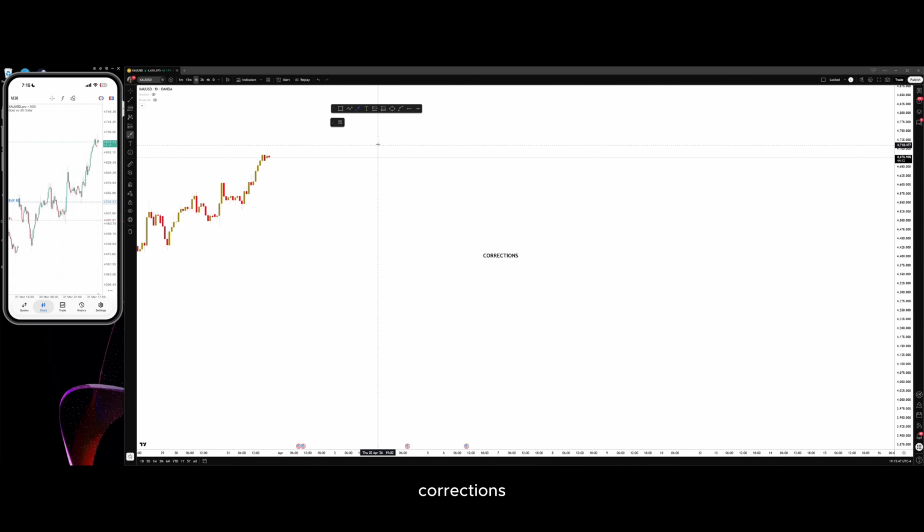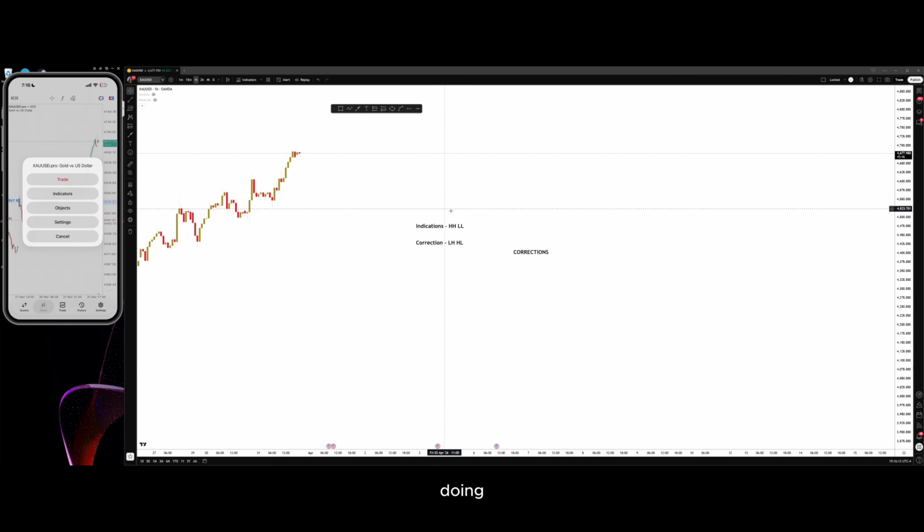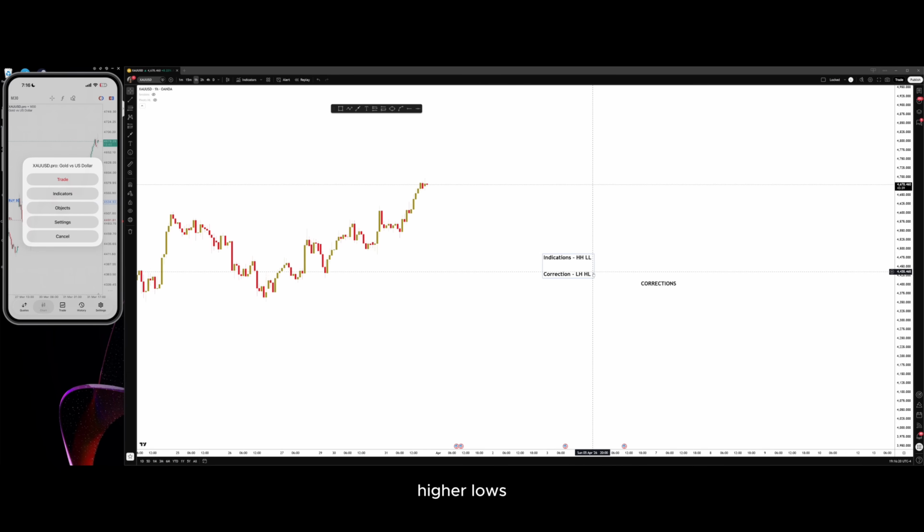When it comes to corrections, this is pretty self-explanatory. If we have indications, which is a higher high and then a lower low, the corrections are going to be lower highs and higher lows. So when it comes to both of these, all you're doing is basically waiting for price to make this lower high and higher low.